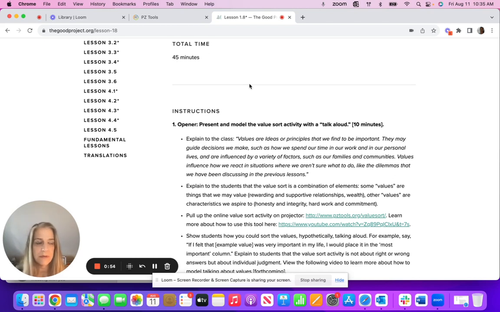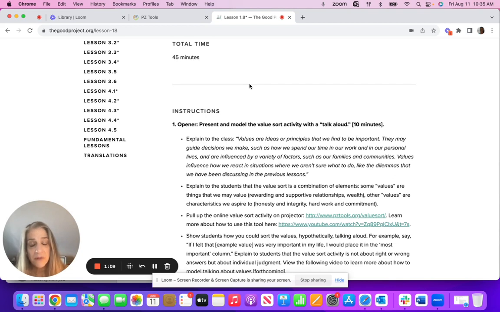So, for example, you could refer back to some of the dilemmas that you've already tackled in these lessons and say that values are some of the elements that help impact the decision-making process in difficult situations.